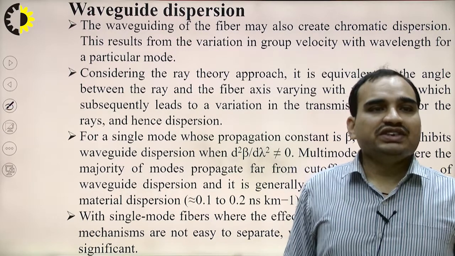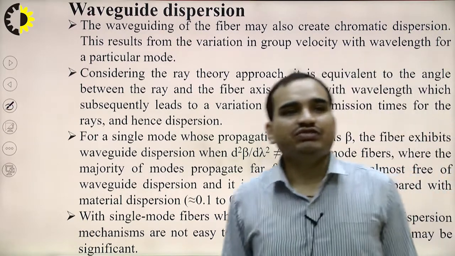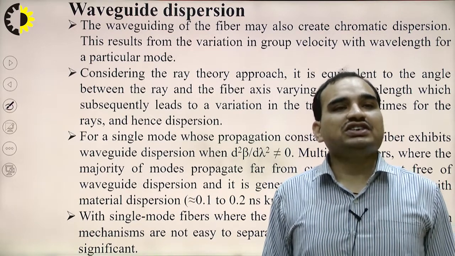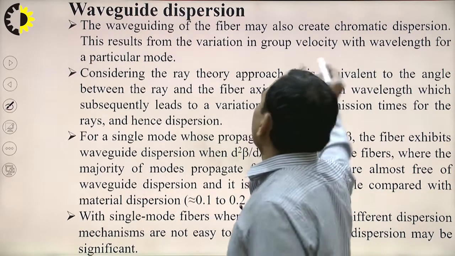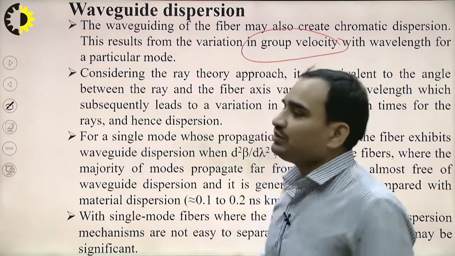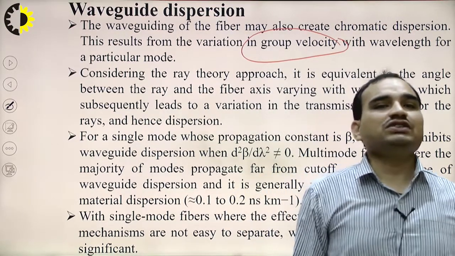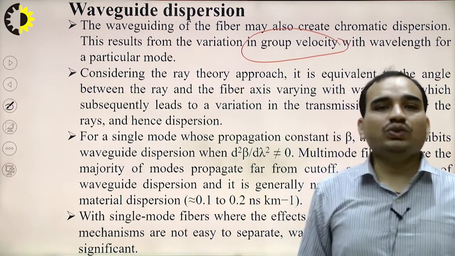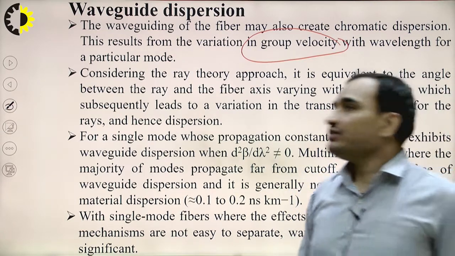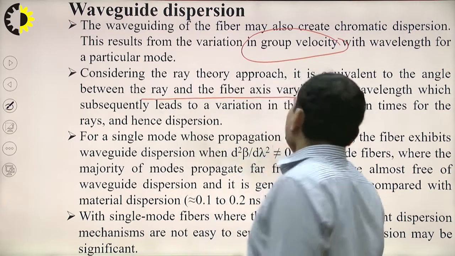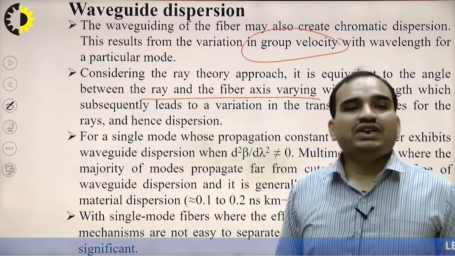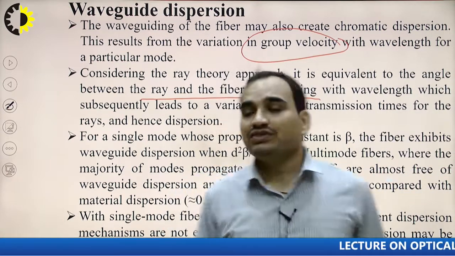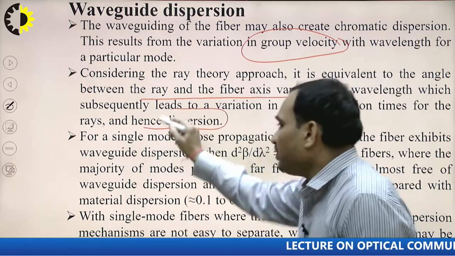Now the second part, that is the waveguide dispersion. The waveguiding of the fiber may also create chromatic dispersion. This results from the variation in the group velocity. The cause of the waveguide dispersion is the variation of group velocity with wavelength for a particular mode. Considering the ray theory approach, it is equivalent to the angle between the ray and the fiber axis varying with wavelength, which leads to a variation of the transmission times for the ray, and hence we have the dispersion, that is pulse broadening.